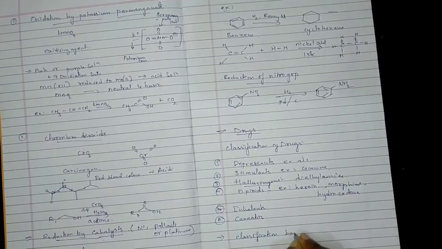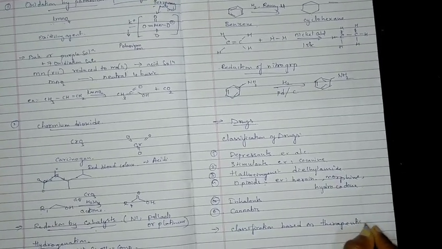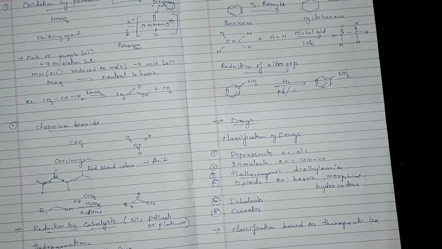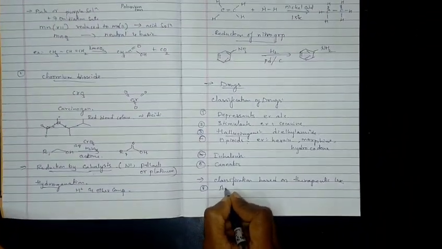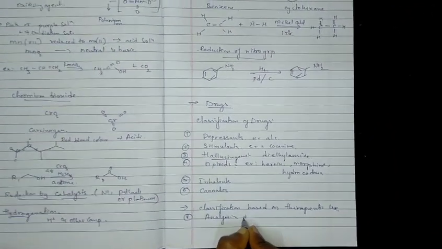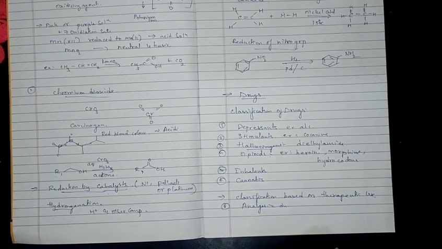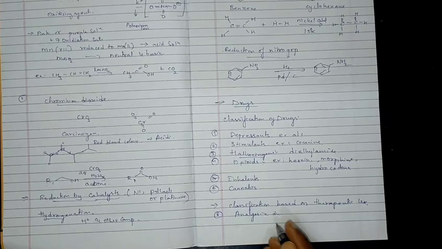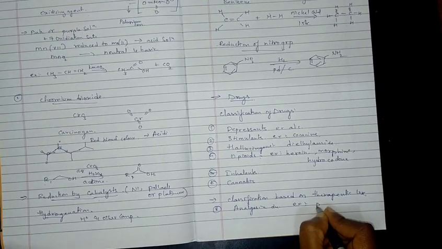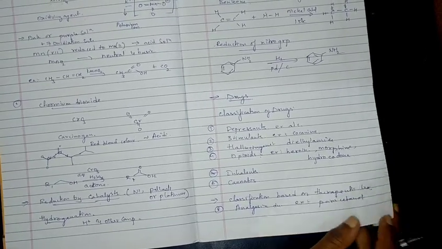classification based on therapeutic use. First one is analgesic drugs. Analgesic drugs or painkillers are a group of drugs which are used to achieve pain relief from the particular part. For example, I can give you paracetamol. Paracetamol, we all know that we generally take it for cold, cough, and sometimes also for fever.